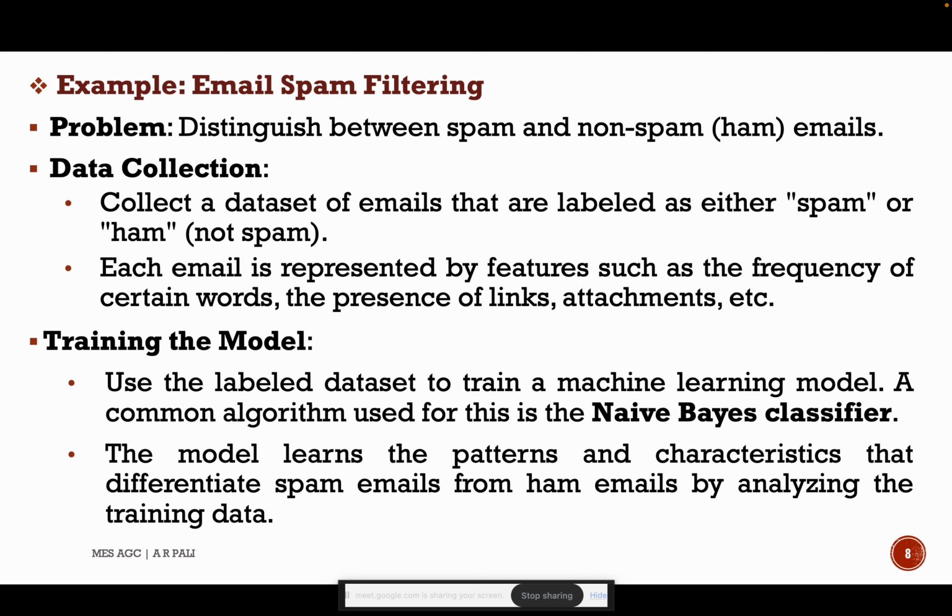Next is training the model. Use the labeled data set to train a machine learning model. A common algorithm used for this is the Naive Bayes classifier. It is just a classifier. हा classify करतो whether an email is spam or ham. The model learns the patterns and characteristics that differentiate spam emails from ham emails by analyzing the training data.